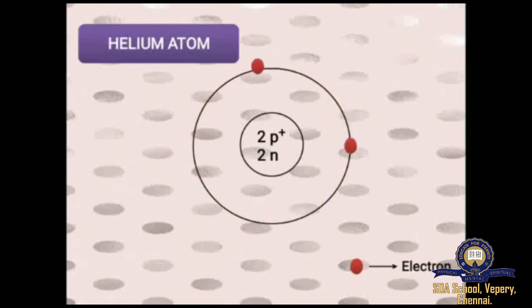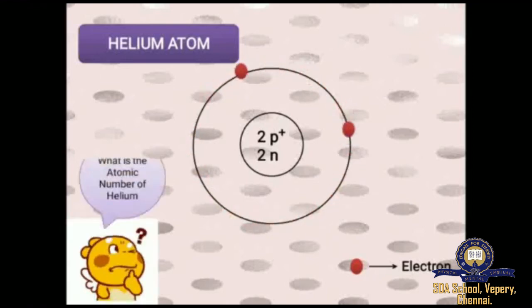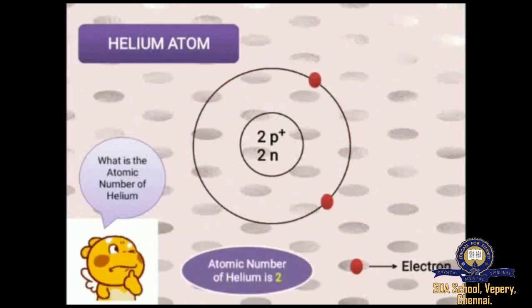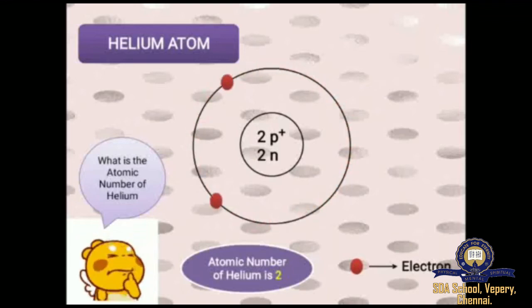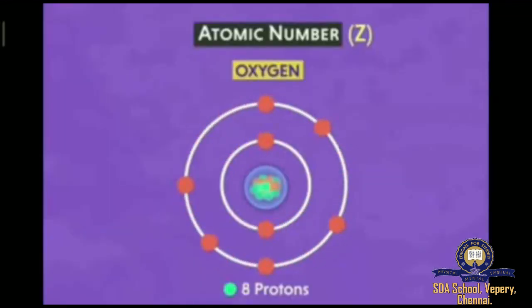Here is an example, the helium atom. The helium atom consists of 2 protons and 2 neutrons, right? So what is the atomic number of helium? Can you guess? Yes, the atomic number of helium is 2. Now we find the atomic number of oxygen. How many protons are present in the oxygen atom? 8 protons, right? So what will be the atomic number of the oxygen atom?